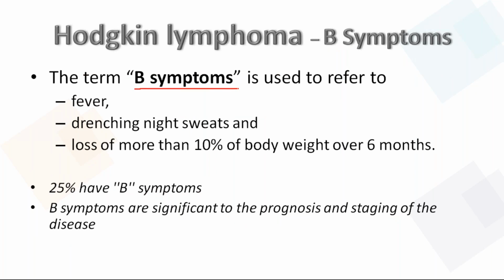Now, I want to draw your attention to what are called the B symptoms. What are these B symptoms? Number 1, fever. Number 2, drenching night sweats. Number 3, loss of weight of more than 10%. All these three put together are called B symptoms. Their importance is that they are present in a quarter of patients and have a significant effect on the prognosis. There is a bad prognosis actually. So look for these symptoms: fever, drenching night sweats, and weight loss of more than 10% over 6 months. Within 6 months, if a child loses 10% of weight, that is significant. So always look for the B symptoms.